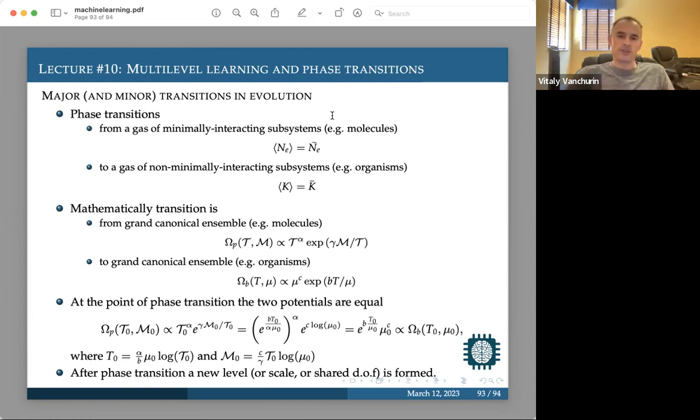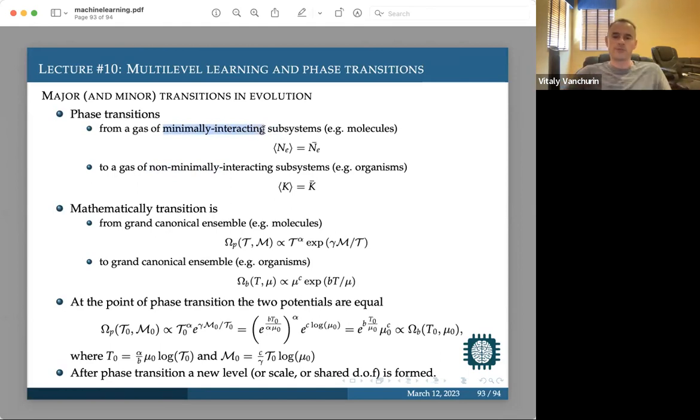So what that phase transition does from the point of view of statistical description is it changes the ensemble. And it changes not just the minimum of the ensemble, but actually the ensemble. The ensemble before was a collection of non-interacting subsystems, which are molecules, and then you have an ensemble of actually interacting ones. So here I say minimally interacting, and the reason I say minimally interacting, well, is because they're still interacting, right?